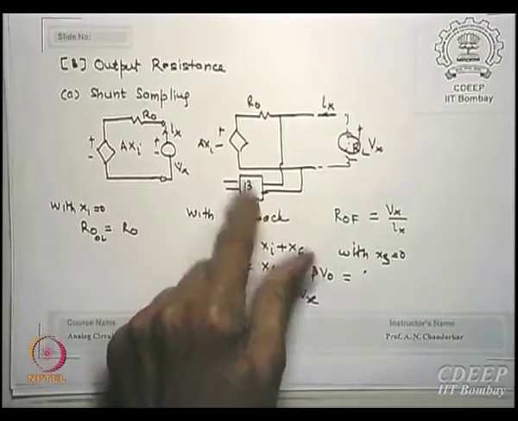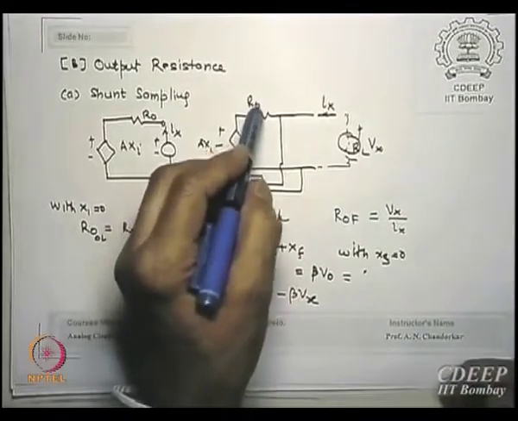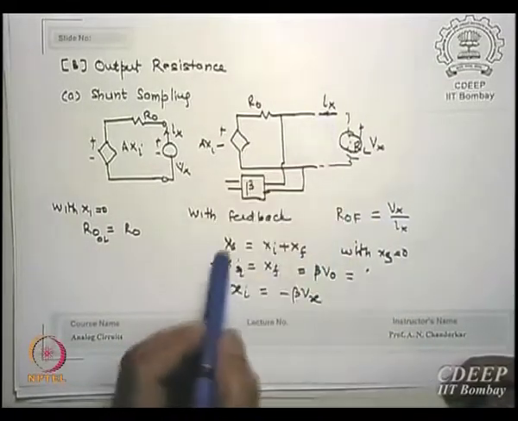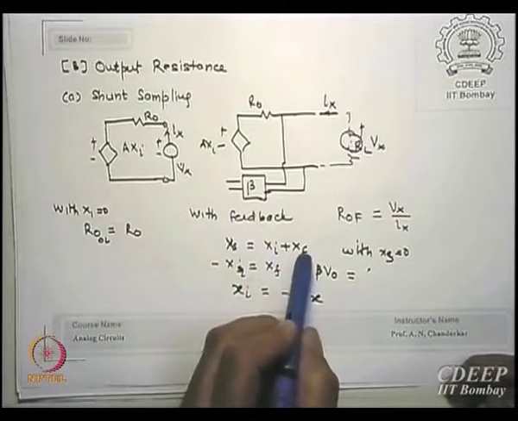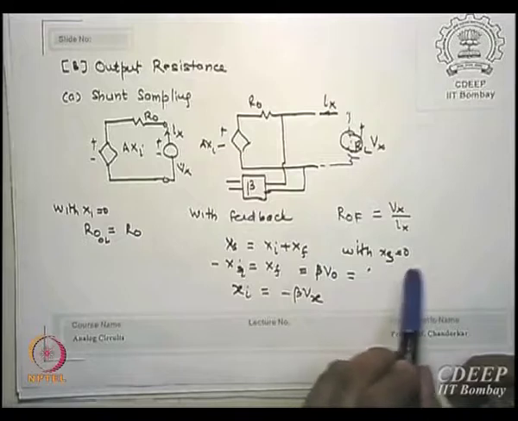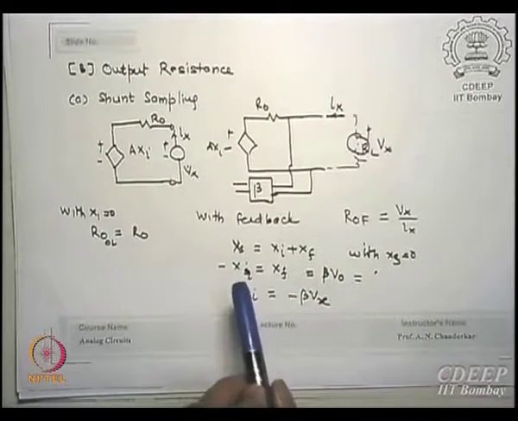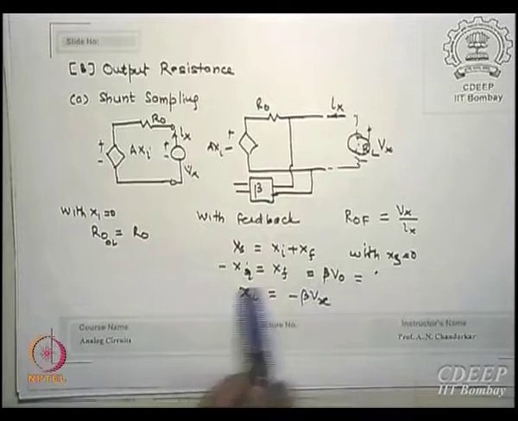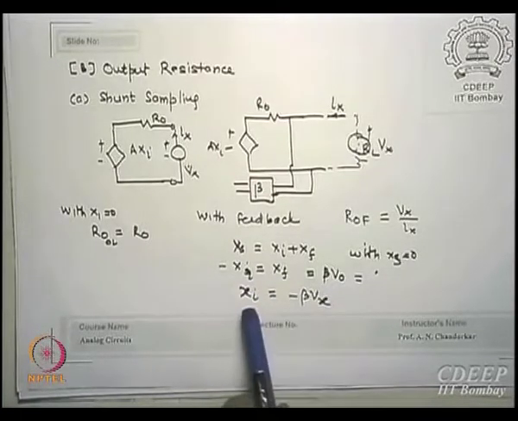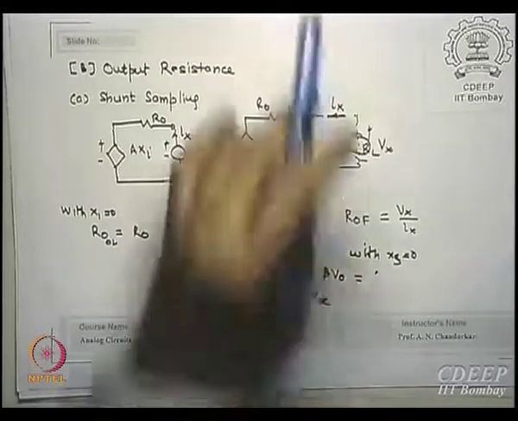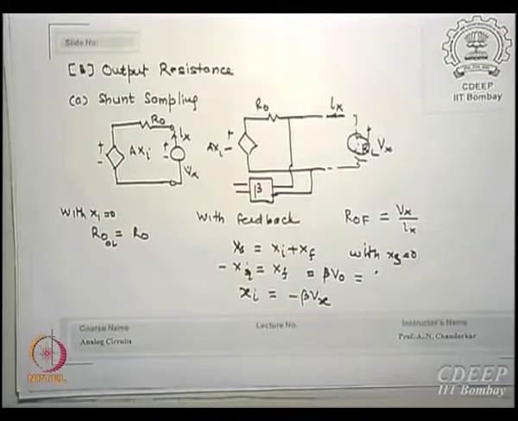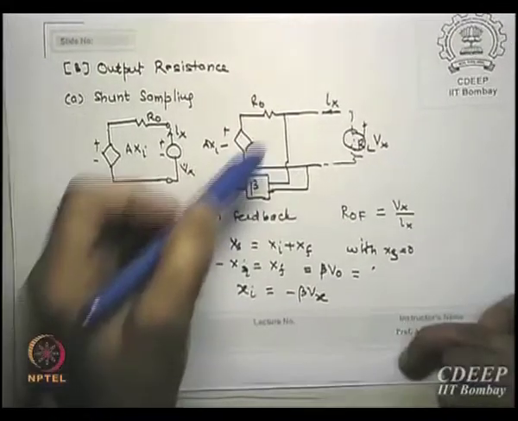But if there is feedback, as here, ROF is Vx by Ix. Xs is Xi plus Xf. X can be current or voltage, whatever it is. With Xs equal to 0, Xi minus is Xf, which means beta V0. So Xi is minus beta Vx, because V0 is the same as Vx. So Xi is minus beta Vx. Substitute. What did I do?